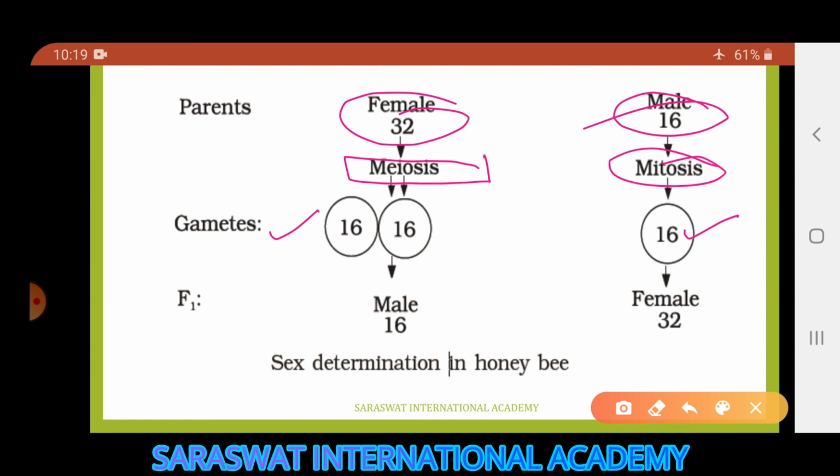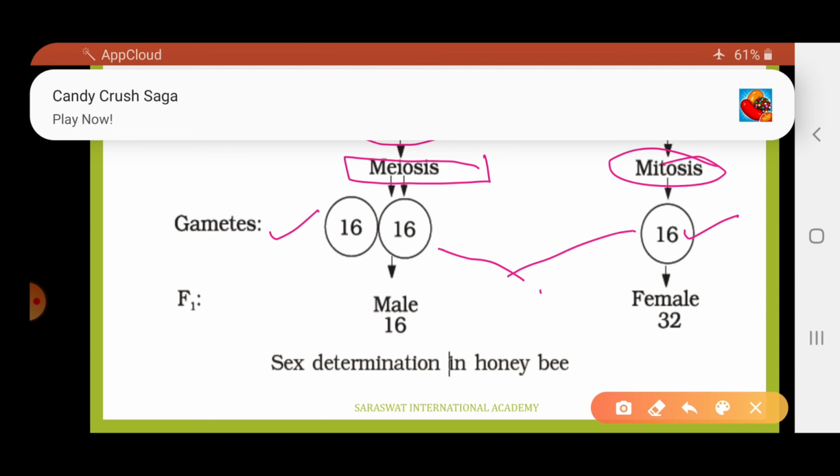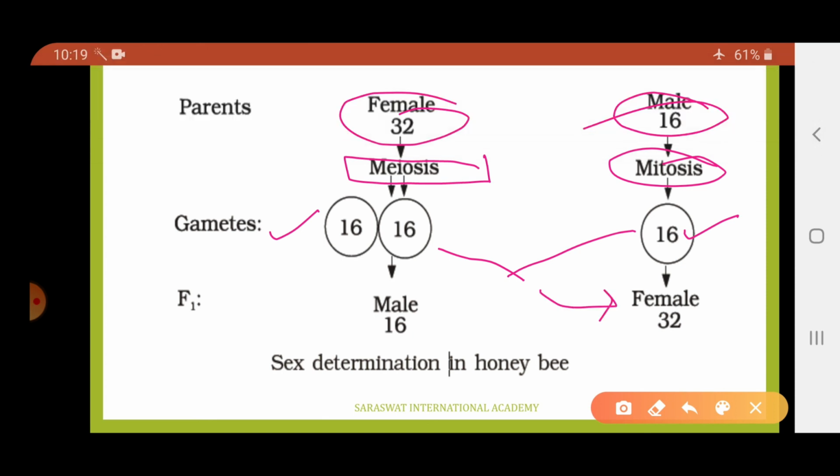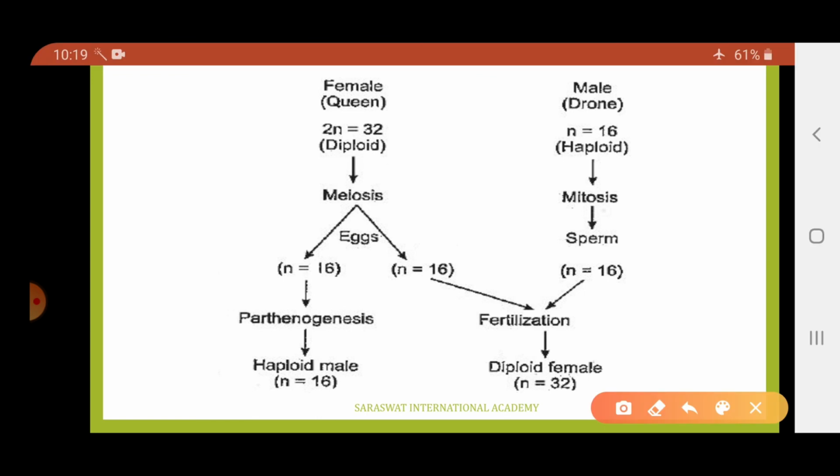Now suppose, see the condition, this is a female. Now if the fusion occurs between these two, then it will develop into what? It will develop into a female. But if this unfertilized egg directly develops, then it will develop into a male, which will have 16 chromosomes. See, the next slide will be more clear.